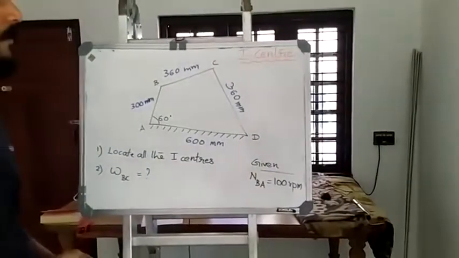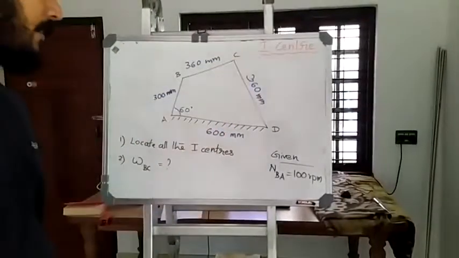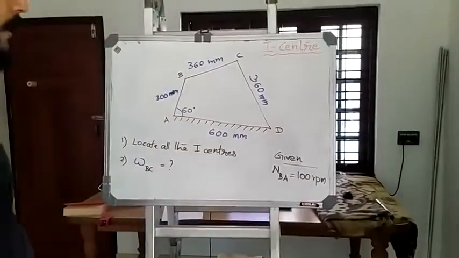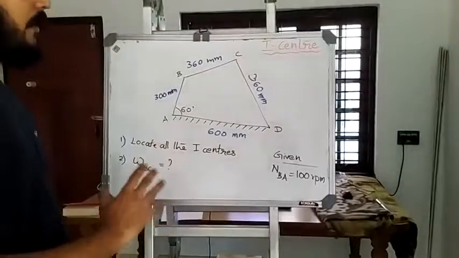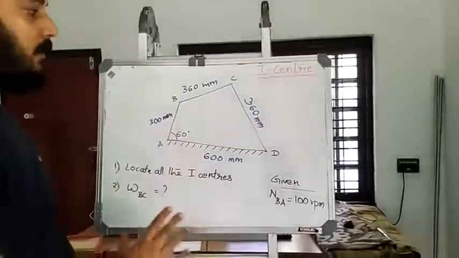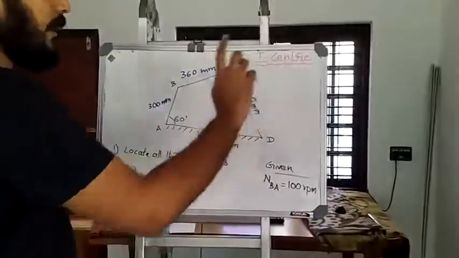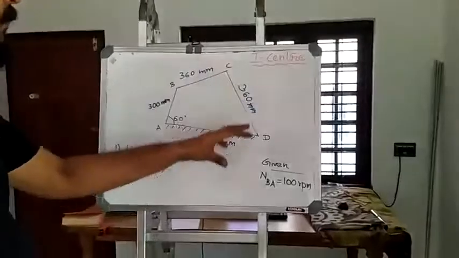Good morning, friends. Now we have to discuss the numerical related to the instantaneous center method for finding the various velocities related to a given mechanism or a fixed kinematic chain. We will brush up our memory of the last class regarding the i-center method. Now focus on this numerical given.